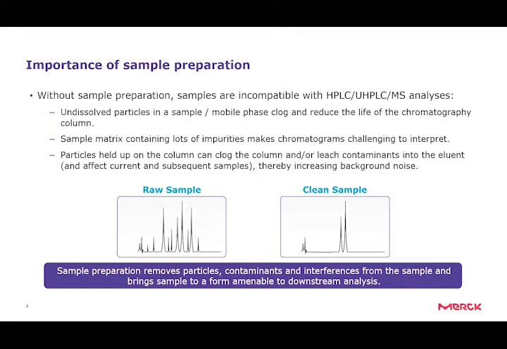For example, what we have shown at the bottom of the slide, on the left-hand side, you have a raw sample, which has not gone through a preparation stage. And on the right-hand side, you have a clean sample, wherein the majority of the impurities have been taken out of the sample, leaving behind the analytes of interest. So essentially, sample preparation removes particles, contaminants, and interferences from the sample and brings the sample to a form amenable to downstream analysis.